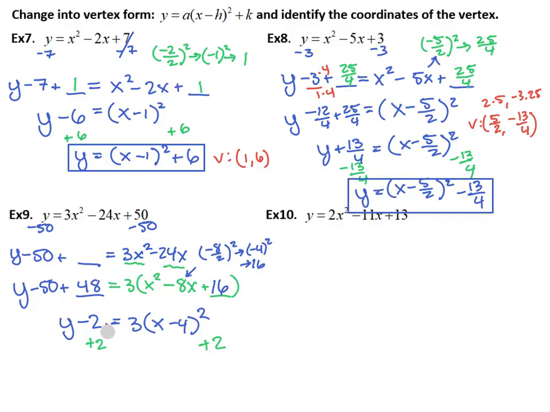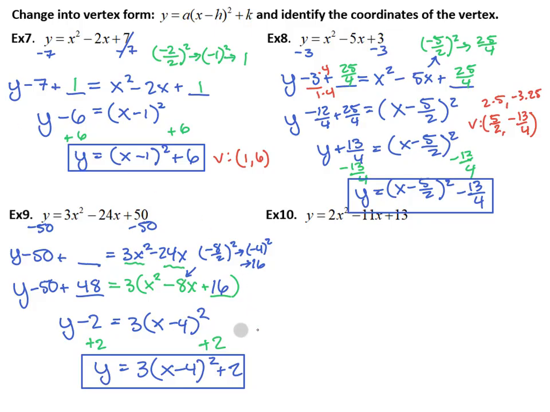It's not quite as bad as it first seemed, but certainly not quite as easy as some of our other cases. Okay, so there is our parabola in vertex form, where its vertex would be located at positive 4 and positive 2. Vertex at 4, 2. And an a value of 3, so it's opening up and it's vertically stretched by a factor of 3.